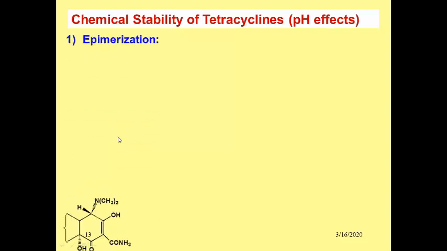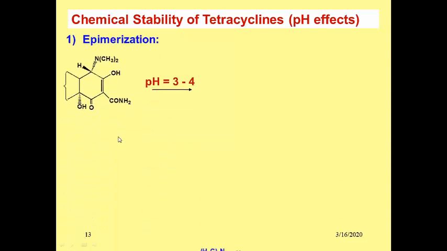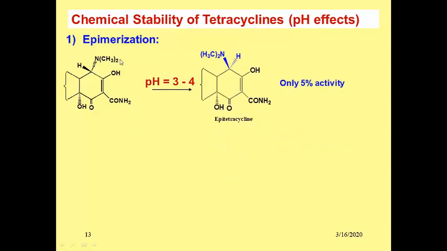Chemical stability. At weak acidic pH, epimerization occurs at carbon number 4. Dimethylamino will be converted from alpha orientation to beta orientation. Epitetracycline has only 5% activity or is almost inactive.